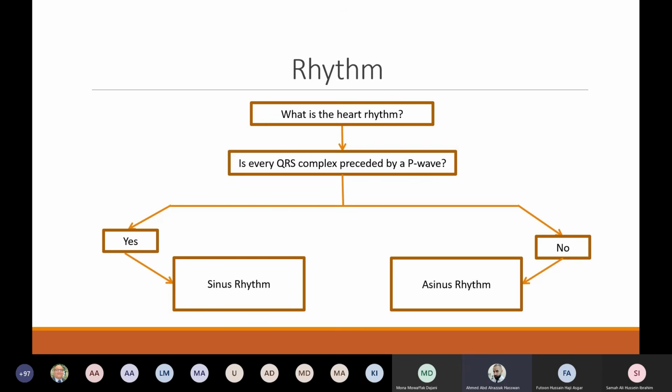Okay, so how can we tell that? We ask a simple question. Is every QRS complex preceded by a P wave? If yes, then the rhythm is sinus, because we know the P wave is the result of the atrial depolarization, which originates usually from the SA node. So if we have a P wave before each and every QRS complex, then we can say this is a sinus rhythm. If that is not the case, then this is an asinus rhythm.